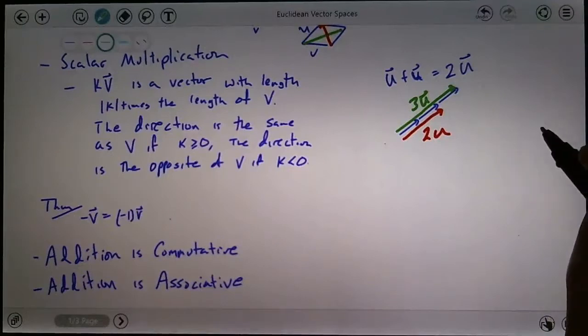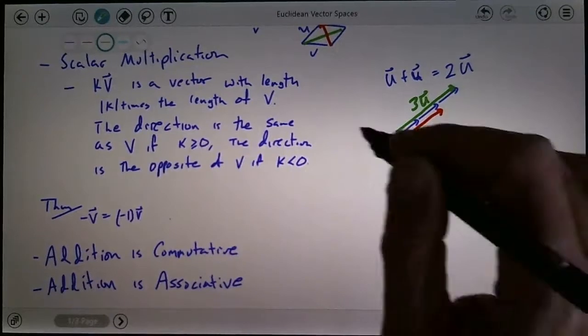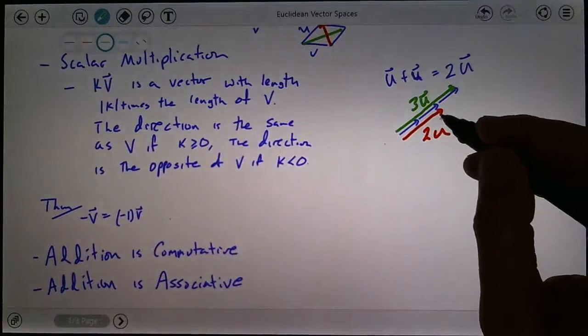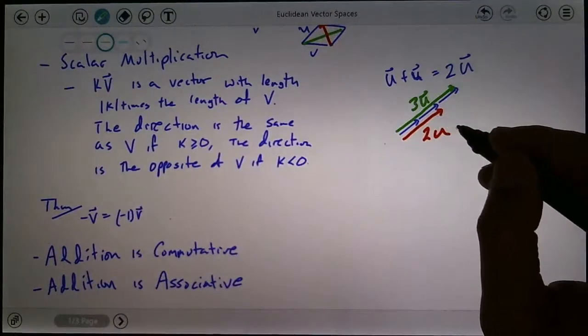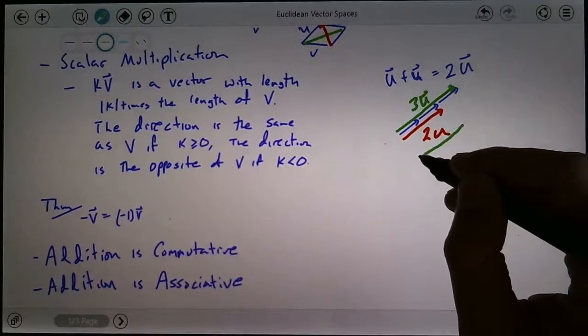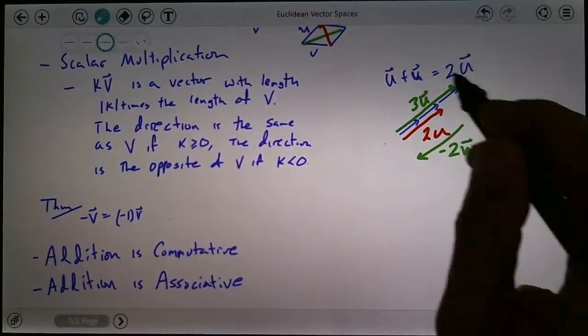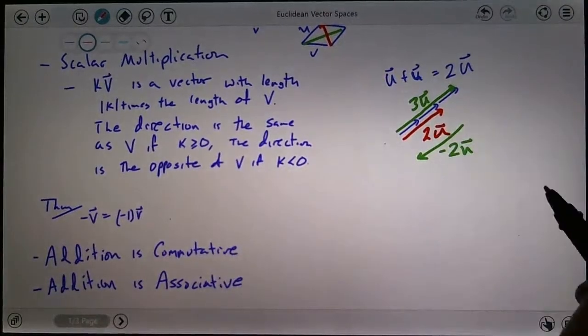There's also the notion of multiplying by negative numbers. So for instance, if I wanted to talk about negative 2u, let's do this in green. Negative 2u would be pointing in the direction opposite of u, but still the length of 2u. So this might be negative 2u. Sometimes I forget to put the little hats on the u, but anyway, read it in context.